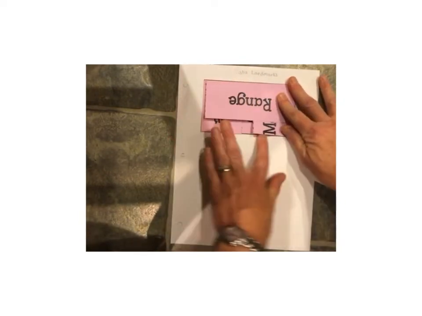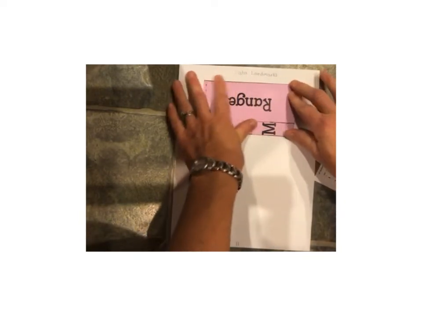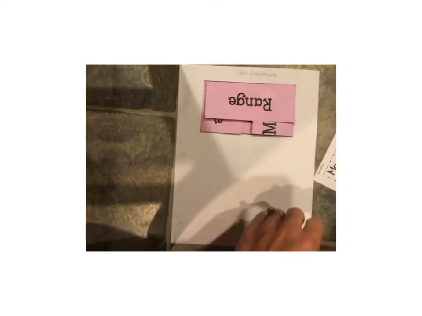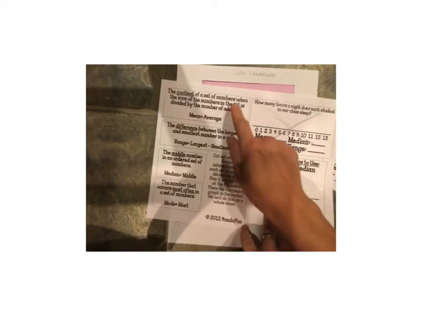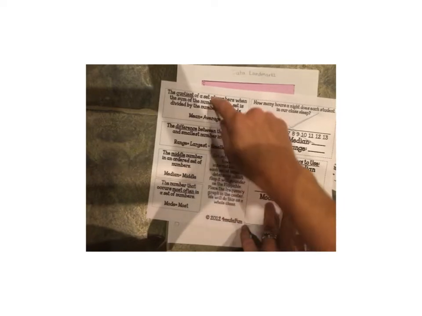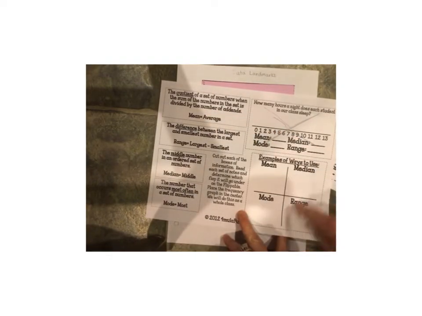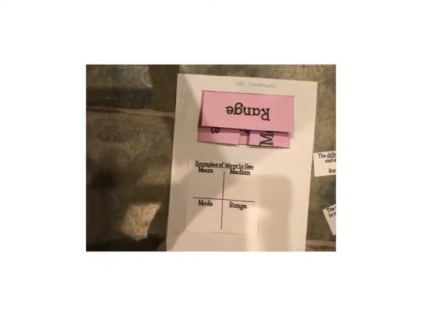Now, after I'm done gluing this down, I need to go to my white paper that looks like this. You're going to notice I crossed off the dot plot here. We're actually not going to make that because we have a different example. I'm going to cut out all 4 of the boxes here on the left side, and I'm also going to cut out the box here on the right side.